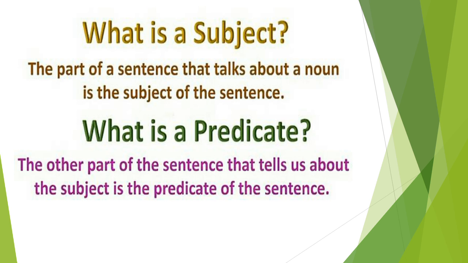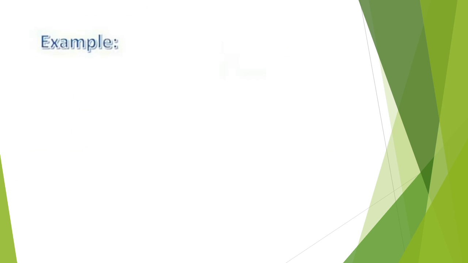लेकिन हम क्या बात कर रहे हैं उस पर्सन के बारे में वो हमें कौन बताता है? प्रेडिकेट. Simply when we talk about a person, that is a subject, and what we are talking about that person is a predicate. Are you getting, children? So let's clear it with some examples.